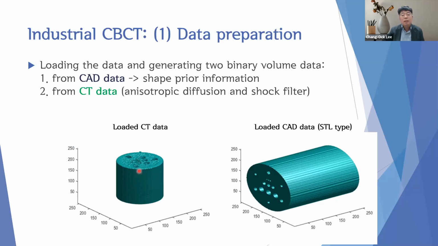Okay, so this is the CT data. If you look at this CT data, you see some artifact at the top of that product. That is coming from cone beam CT, so that is a kind of cone beam CT artifact. And this is CAD data, and it looks like a very clean image. So we make binary data from this CAD data, and we have CT data from the CT machine. The CAD data shows some shape prior information, so we need to match this CAD data to that CT data.